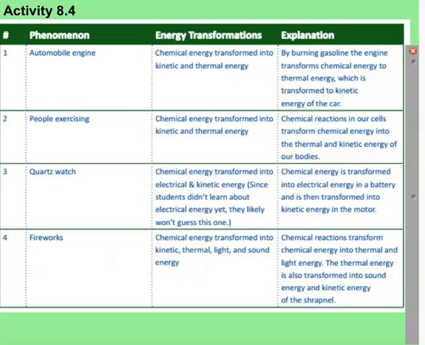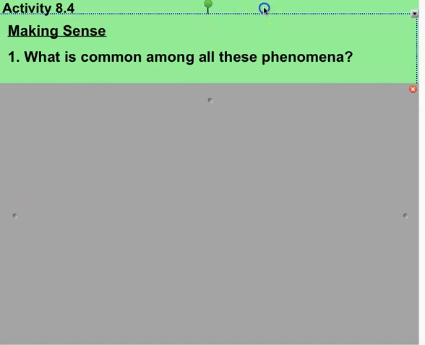So let's turn and let's look at page 93. And again, it's page 93 this year, but it may be a different page as we get different books. So on page 93 this year, making sense question, what is common among all these phenomena? So go ahead, pause the video and answer this.